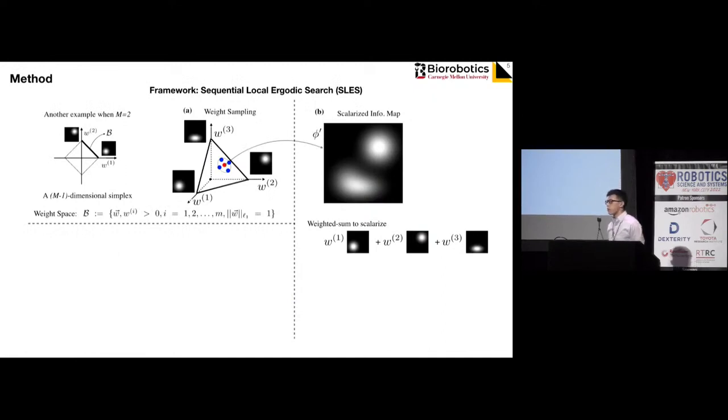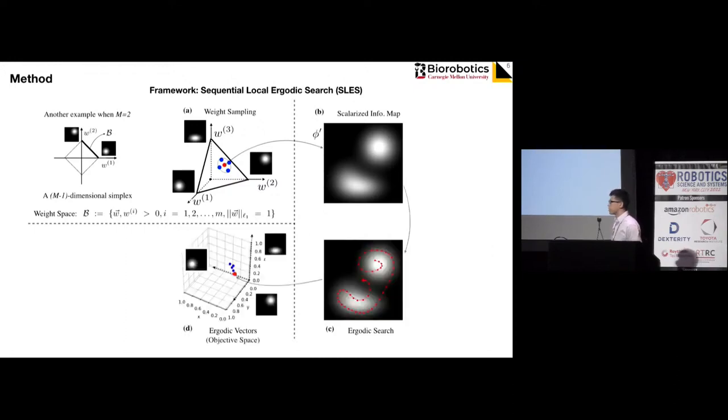To begin with, we sample a weight vector from the weight space. Here, the weight space is the first quadrant of a sphere subject to the L1 norm, or more intuitively, an m-1 dimensional simplex. With the sampled weight vector, we take the weighted sum of the information maps to get a scalarized information map. With it, we can run an existing single objective ergodic coverage algorithm to compute an ergodic trajectory. The ergodic vector of this trajectory is a point in the objective space that approximates the Pareto optimal front. And we run this iteratively.